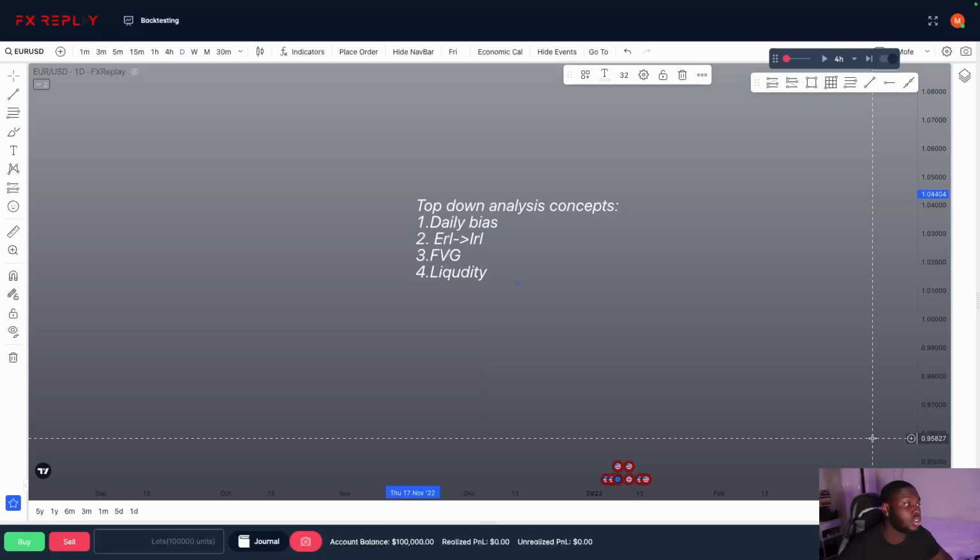So to start off, I just want you to know that when I'm doing my top-down analysis, these are the 4 things that I base it on. For those who don't know, top-down analysis is when you start from a higher time frame and work your way down to the time frame you actually execute on. These are all the individual concepts I've added to my strategy to make it what it is. So if you're ever lost, you can go watch videos on these individual concepts and then come back and watch the backtesting video.